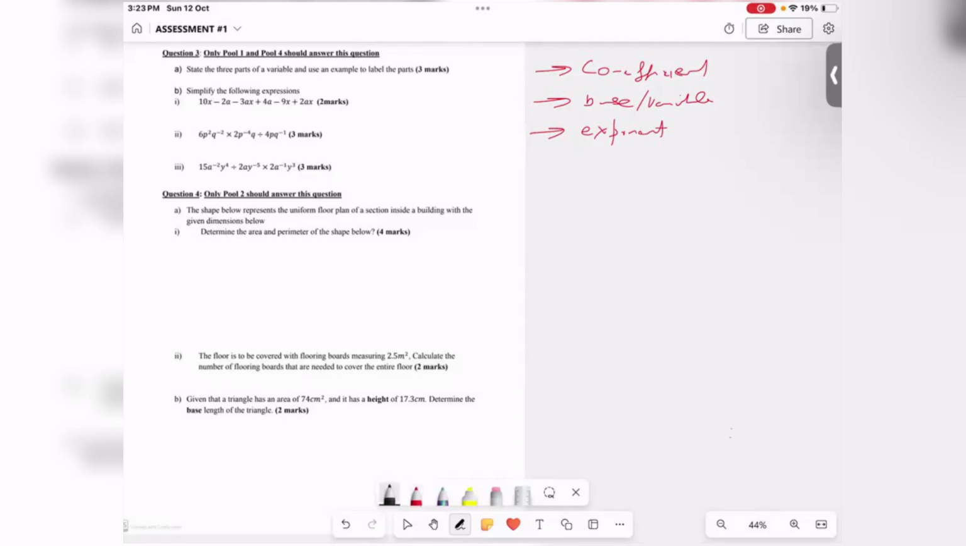I would have wanted an example to identify it. So if you had made up an example like 3x to the fourth, then you would have gotten that extra half mark by saying that this is the exponent, this is the base or variable, and then this is your coefficient.